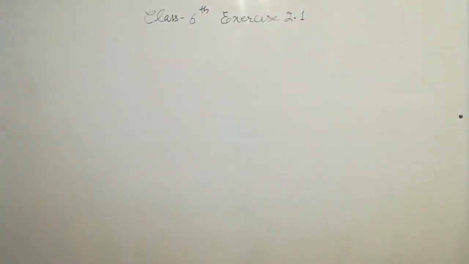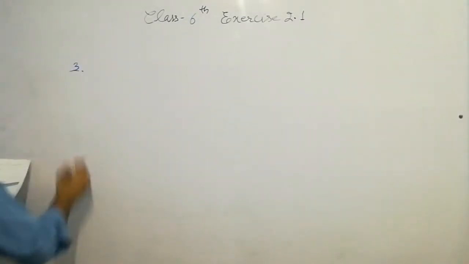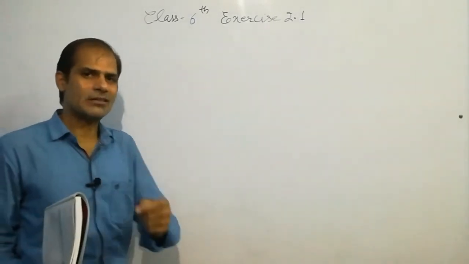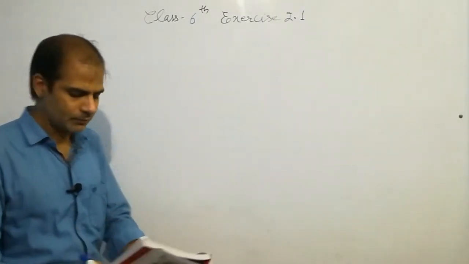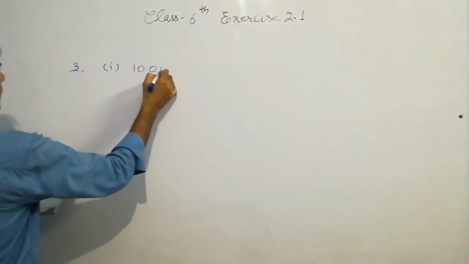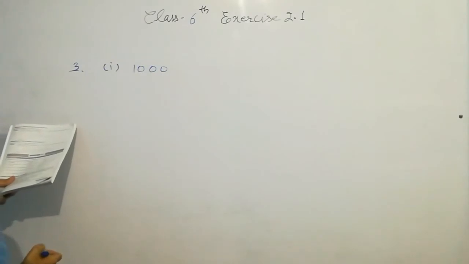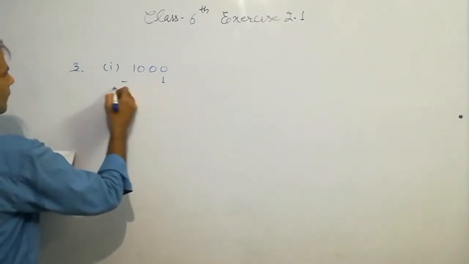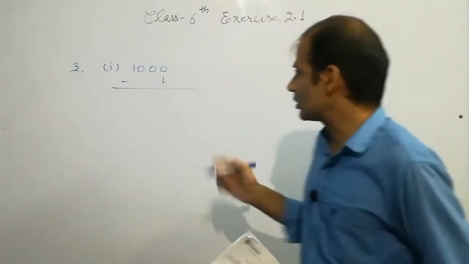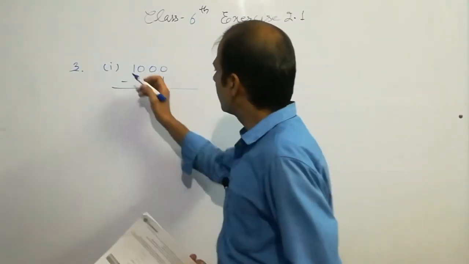Third question. Write the predecessor of each of the following. Predecessor is obtained by subtracting 1 from the given number. So first is 1000 and you want to find the predecessor, subtract 1 from the given number. As you know how to subtract if there are the zeros.